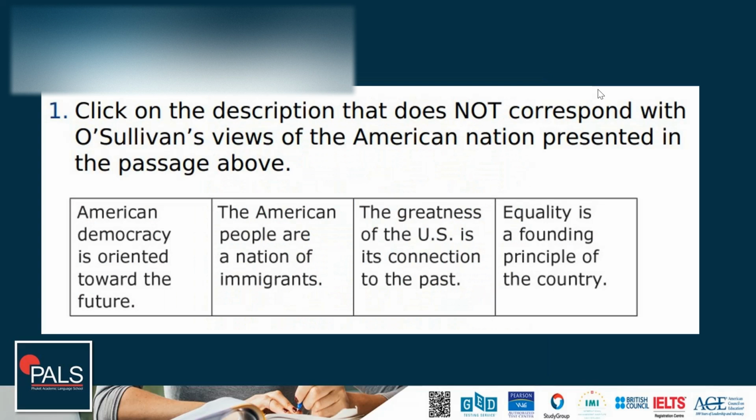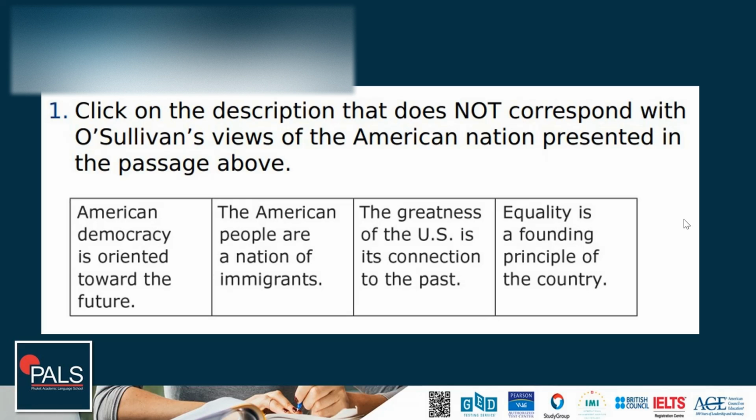Okay, so this is written by O'Sullivan and it says, click on the description that does not correspond with O'Sullivan's view of the American nation presented in the passage above. You can go ahead and pause the video and read all 4 of these and decide which one you think is not linked to O'Sullivan's view. Keep a careful eye on these "not" or "except." Those big bold words are meant to make it so that you don't miss the meaning.